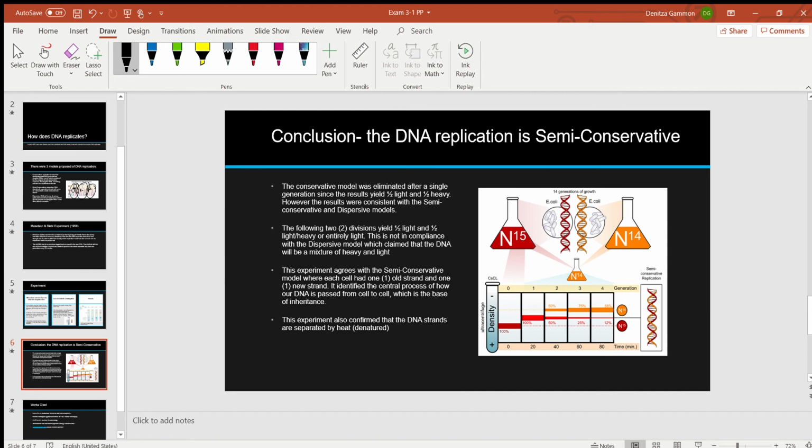Their experiment not only confirmed the model, but it also confirmed that the DNA strands are separated by heat, and they're denatured that way. So, a very important experiment.